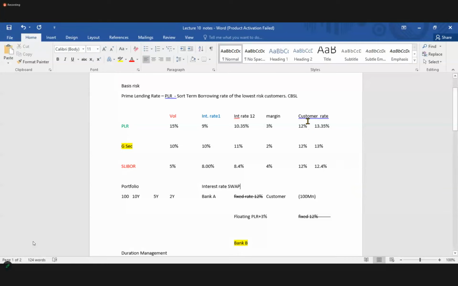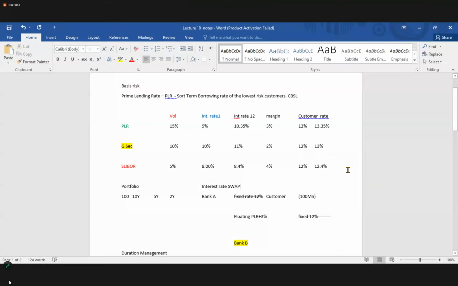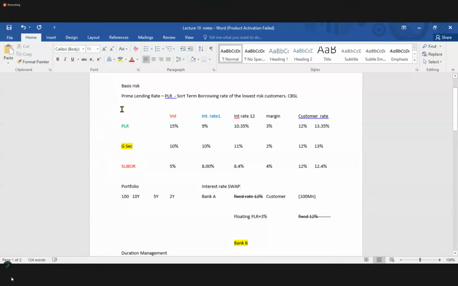Now see what has happened based on the benchmark, the ending rate based on the benchmark. Had he gone with PLR, he would have had to pay around 13.35 towards the end of the year. Had he gone with LIBOR, he would have been paying 12.4 towards the end of the year. And GSEC, he would have been paying around 13%. You see the difference? You see the basis risk here? Had he selected PLR, it would have been the highest rate that he would have been paying. Instead, had he used SLIBOR, he would have been paying the lowest interest rate for his borrowings. So based on the base you use for floating rate, you have a risk. And that risk arises from the volatilities of each of these benchmarks.